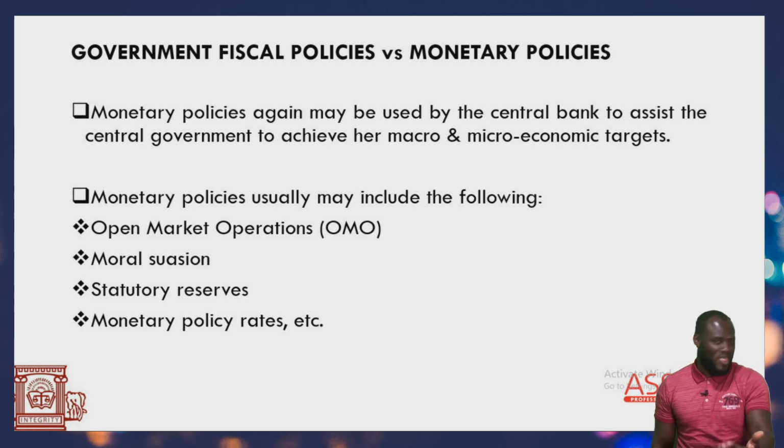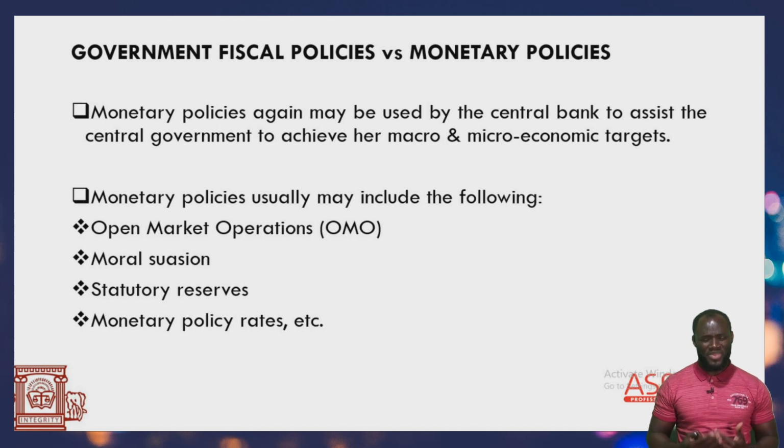Government can also decide to use monetary policy rates. Whenever government decides to grow the economy or to reduce the excess growth in the economy, monetary policy rates such as interest rates can be used to trigger a shift upwards or downwards.